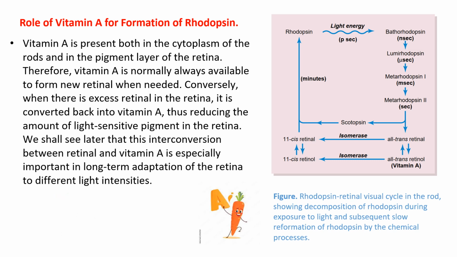Vitamin A is present both in the cytoplasm of the rods and in the pigment layer of the retina. Therefore, vitamin A is normally always available to form new retinal when needed. Conversely, when there is excess retinal in the retina, it is converted back into vitamin A, thus reducing the amount of light-sensitive pigment in the retina. We shall see later that this interconversion between retinal and vitamin A is especially important in long-term adaptation of the retina to different light intensities.